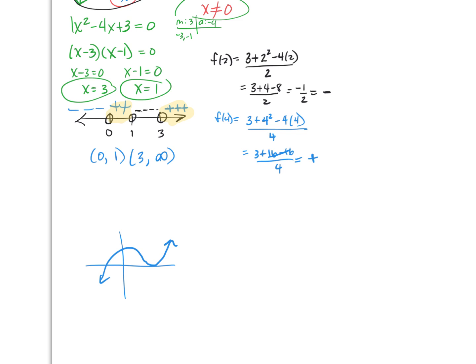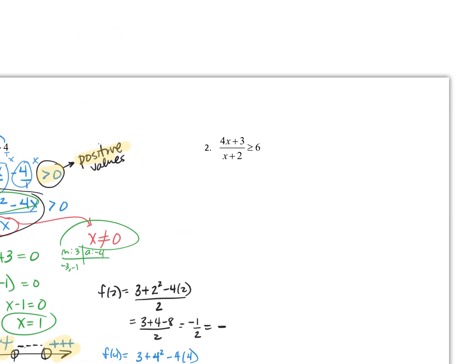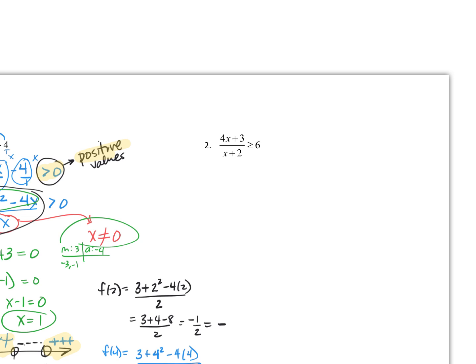All right? So let's try another one. Baby step our way through. All right, what do I need to do first here? Move the 6 over. So 4x plus 3 minus 6 over 1 is greater than or equal to 0. Now what? Get a common denominator. So 4x plus 3 stays the same, but I've got to multiply that 6 times x plus 2.